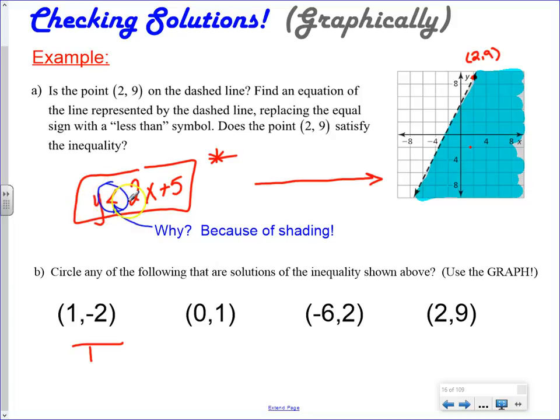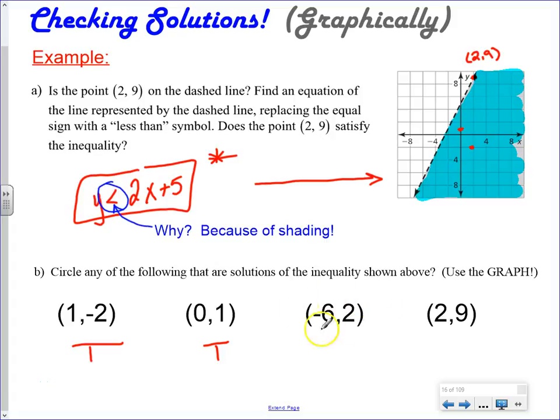Is 1 less than 0 plus 5? What'd you guys get? Nice. Where's this point? Shading, not shading, or the line? Shading. I think it's in the shading, right? Remember, we're going by 2s. 2, 4, 6, 8. Yes. So both of those solutions were in the shading. All right, let's keep going.